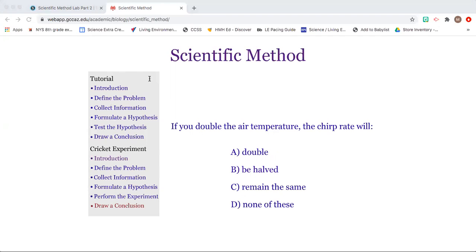If you double the air temperature, the chirp rate will. So here we have 5 degrees Celsius, and we had 4 chirps per minute. When we double it to 10 degrees Celsius, does 4 double to 40? No, if it doubled, it would go to 8. So it doesn't double, it doesn't cut itself in half or remain the same, so it's none of these.